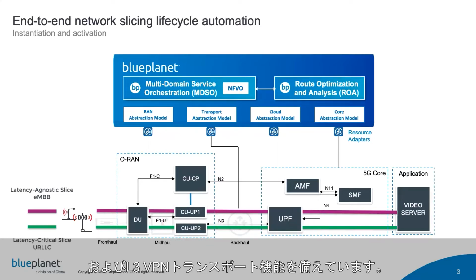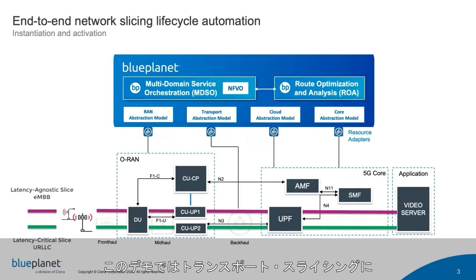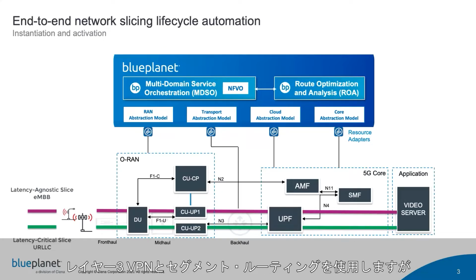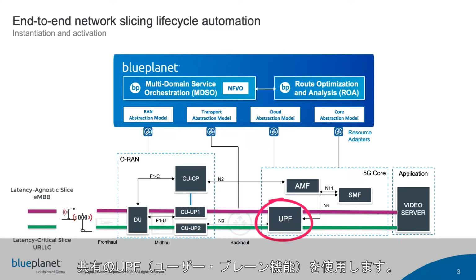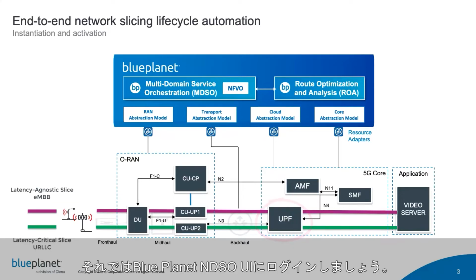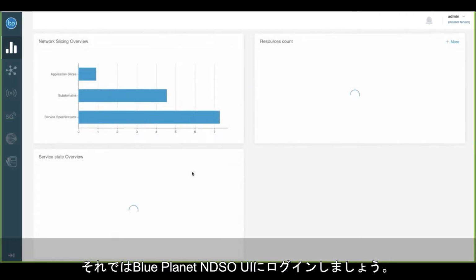transport function. For the transport slicing in this demo, we are using layer 3 VPNs and segment routing, but can also support hard slicing. Both network slices will use a shared UPF, a user plane function. To do this, let us log in to our BluePlanet MDSO UI.